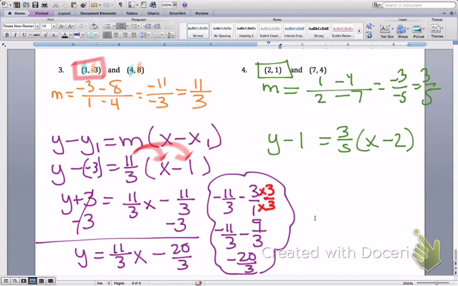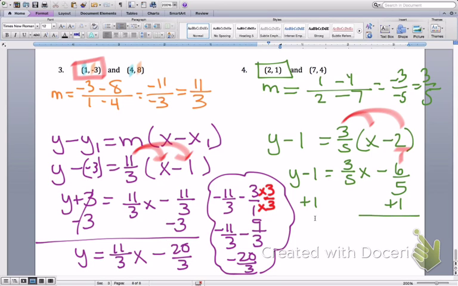We're going to distribute the property here. So we have y minus 1 equals 3/5 x minus, I'm going to multiply 3/5 times 2. Remember, there's an invisible 1 over the 2. So 3 times 2 is 6. 5 times the 1 on the bottom is just 5. I'm going to add the 1 over. Y equals 3/5 x.